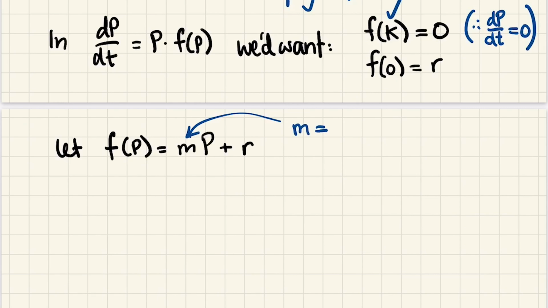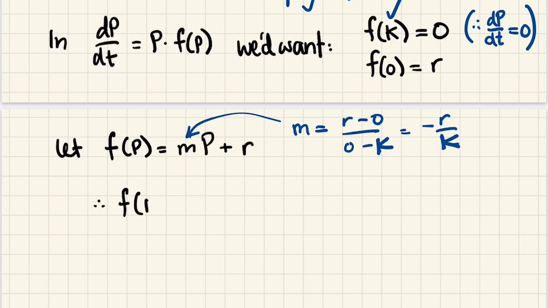Our m is simply going to be the difference in the output values divided by the difference in the input values. Again, from algebra, you saw it looking like this. So our output values will be, say, r minus 0 divided by 0 minus K. So we get negative r over K. Again, this is a capital K. I should be very clear on that.